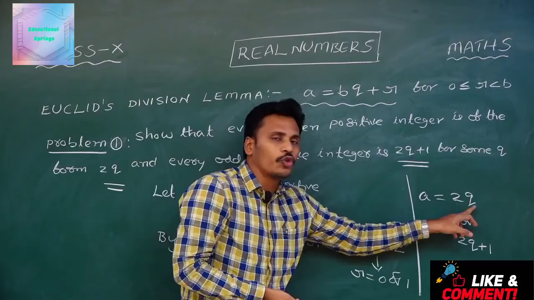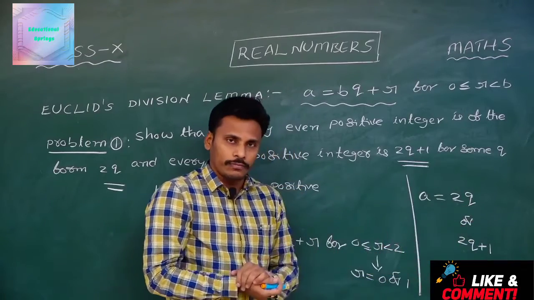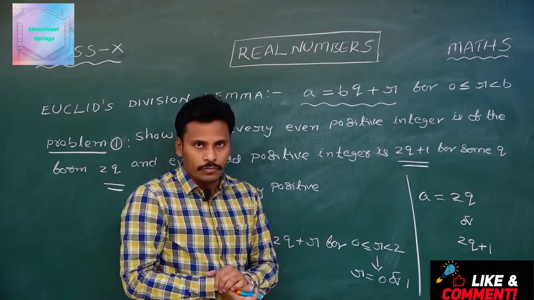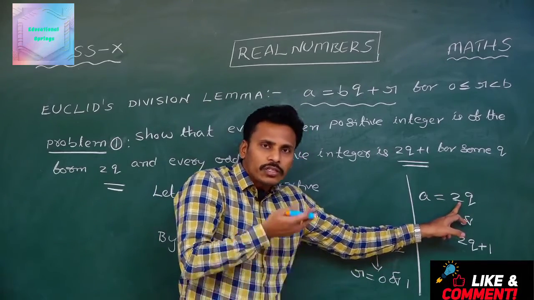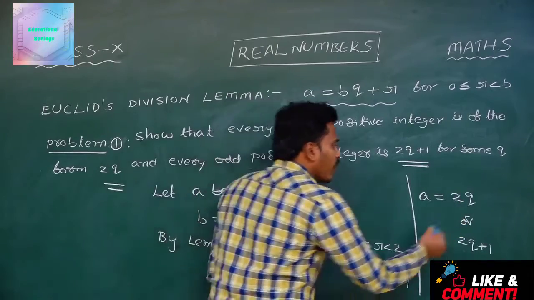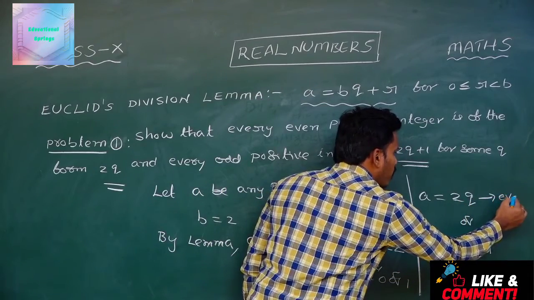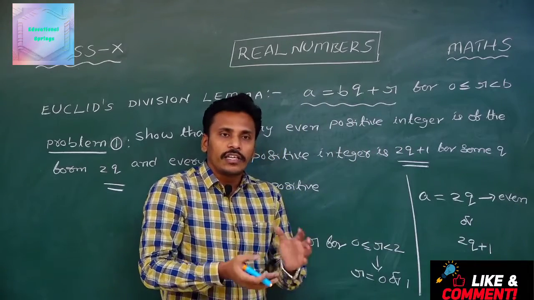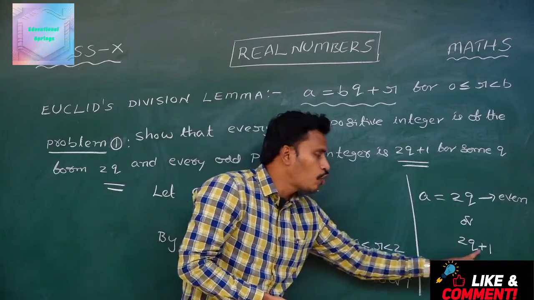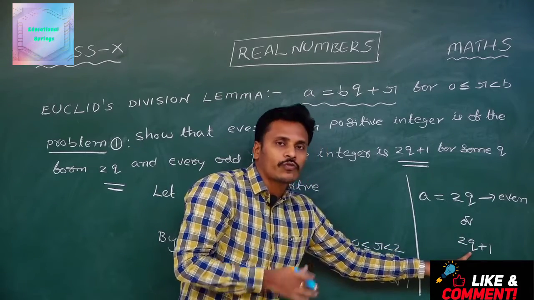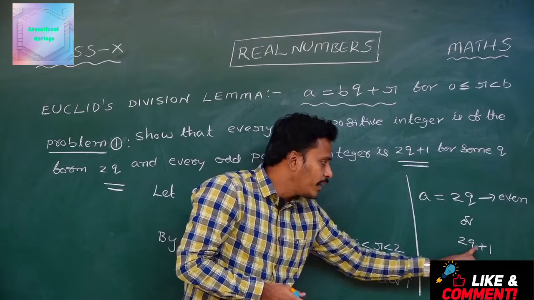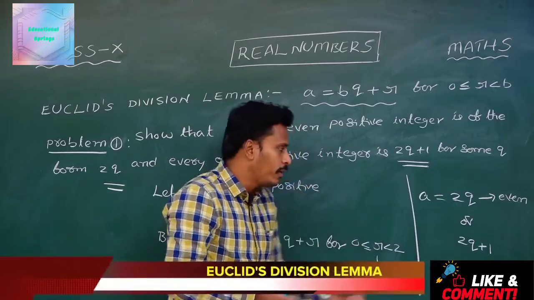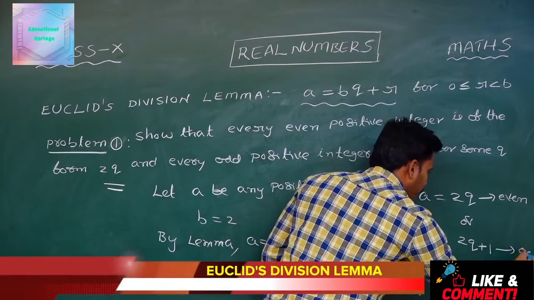Now see, this 2q is a multiple of 2. In our earlier classes we learned that an even number is always a multiple of 2, right? Since a is equal to 2q, it's a multiple of 2, in the sense this form 2q corresponds to an even positive integer, and we know that an odd positive integer is not divisible by 2. So this 2q plus 1 is not a multiple of 2, and it leaves a remainder 1 when you divide a by 2. In the sense, this 2q plus 1 is a representation of an odd number.